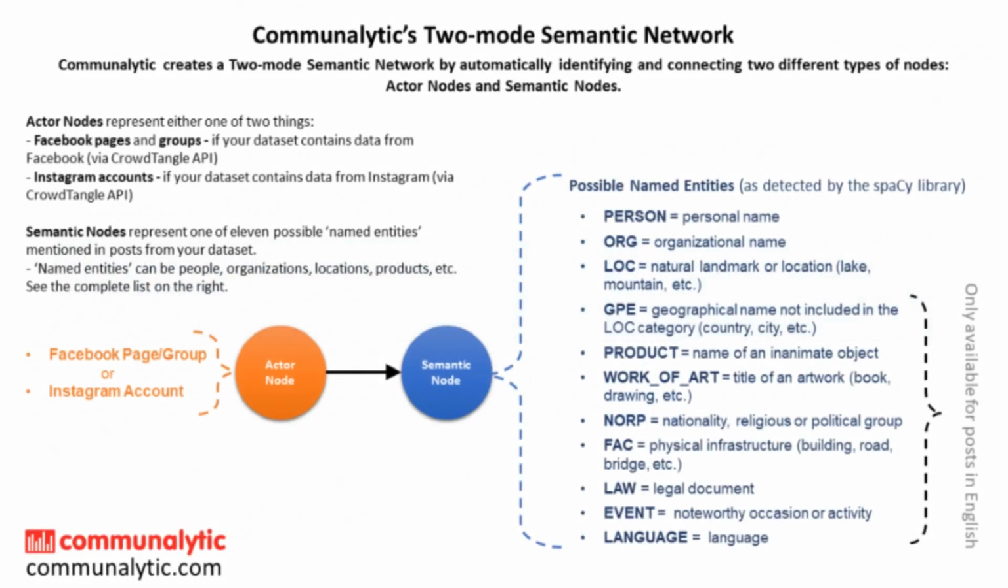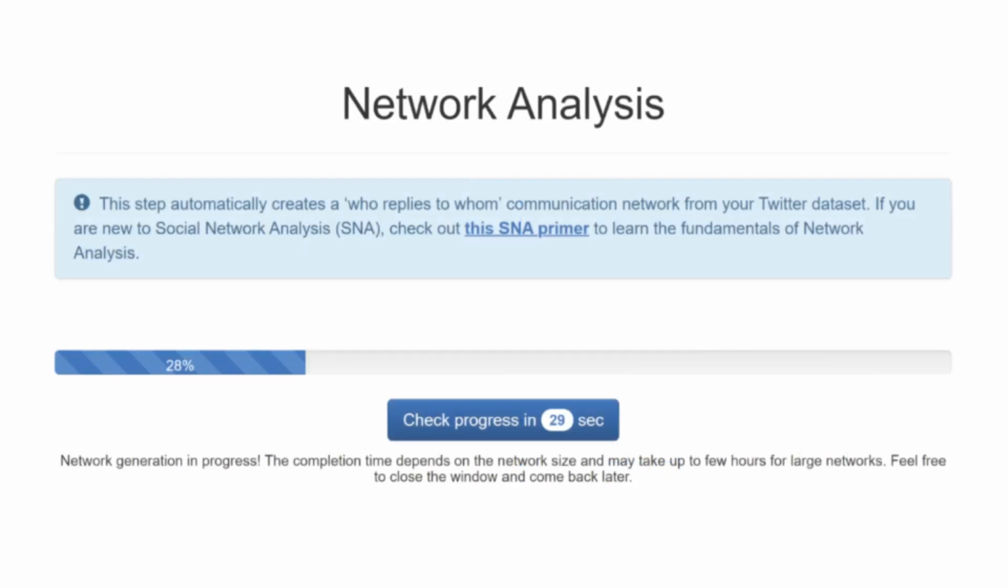Unlike other data sources available in Communalytic such as Twitter or Reddit, information about who replies to whom is not provided by the CrowdTangle API. As a result, you will not be able to create a communication network with CrowdTangle data. However, Communalytic can create another type of network commonly referred to as a two-mode semantic network. As the name suggests, a two-mode semantic network is a graph that describes connections between two types of nodes, where one of the node types represents social actors and the other represents semantic concepts. A connection from social actor to semantic concept in this network usually implies some form of endorsement, association, or affiliation between the two nodes.